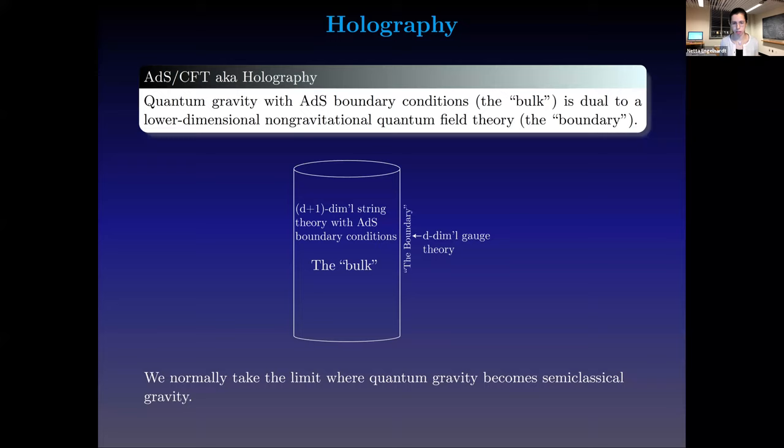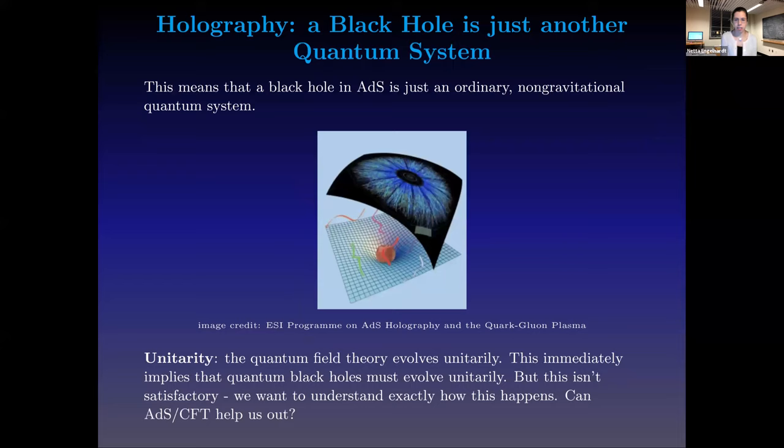So in AdS/CFT, we say a black hole is just another quantum system. And that means that we get unitarity sort of for free. Quantum field theory evolves unitarily, the CFT evolves unitarily, and so AdS/CFT tells us that we have unitary black hole evolution, but that's not really satisfactory. We want to understand exactly how that happens. So can AdS/CFT help us out in understanding exactly how unitarity is implemented in the gravitational theory?